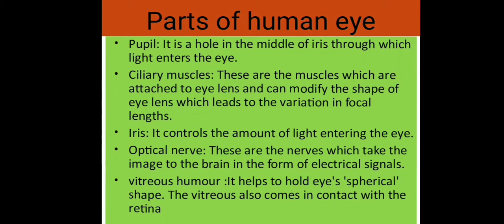Next one, optic nerve. These are the nerves which take the image to the brain in the form of electrical signals. Last one, vitreous humor. It helps to hold the eye's spherical shape. The vitreous also comes in contact with the retina.